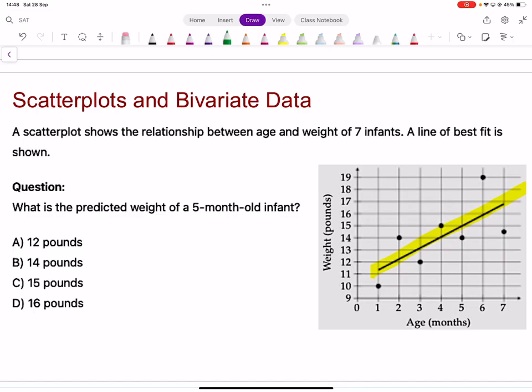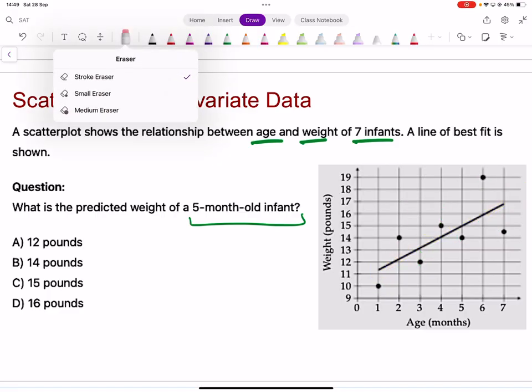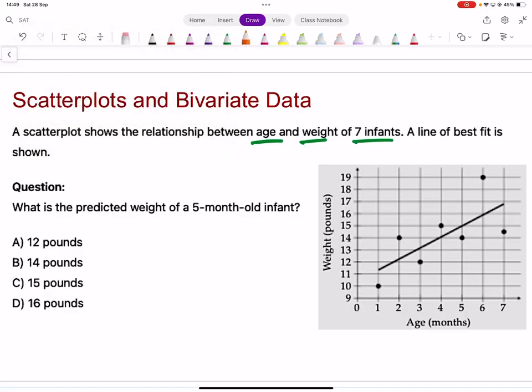Now, the scatter plot shows the relationship between age and weight of 7 infants. A line of best fit is shown. So you can see these points shown here. Based on these points, you want to predict the weight of a 5-month-old infant. You can't make that prediction based on these points. You first have to make a best fit line. The best fit line is generally going to be given to you. So when you make a prediction, you are not going to look at the actual points, you're just going to look at the best fit line.